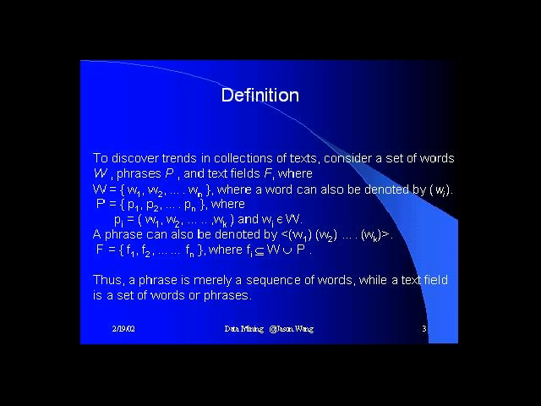Then we also consider a bunch of text fields F, where F is equal to F1 through Fm. What does each Fi represent? Each Fi is a collection of keywords plus a collection of phrases. So these Wi's represent keywords, these Pi's represent phrases, and these Fi's represent paragraphs. For each paragraph or text field, you pick important keywords and important phrases to represent that particular paragraph.